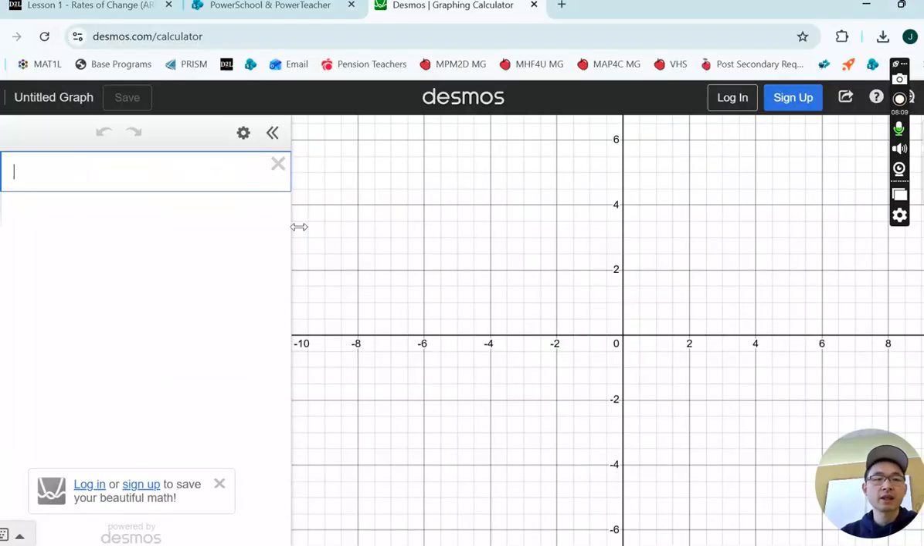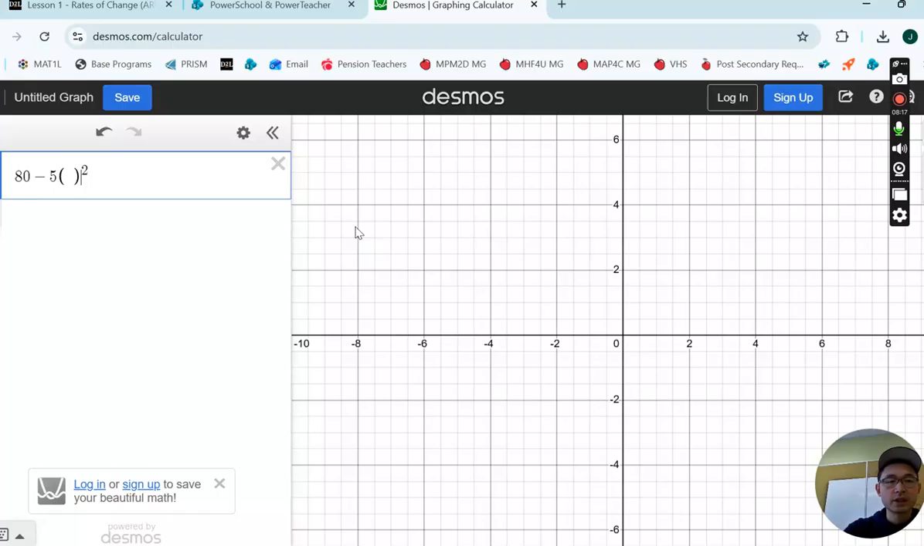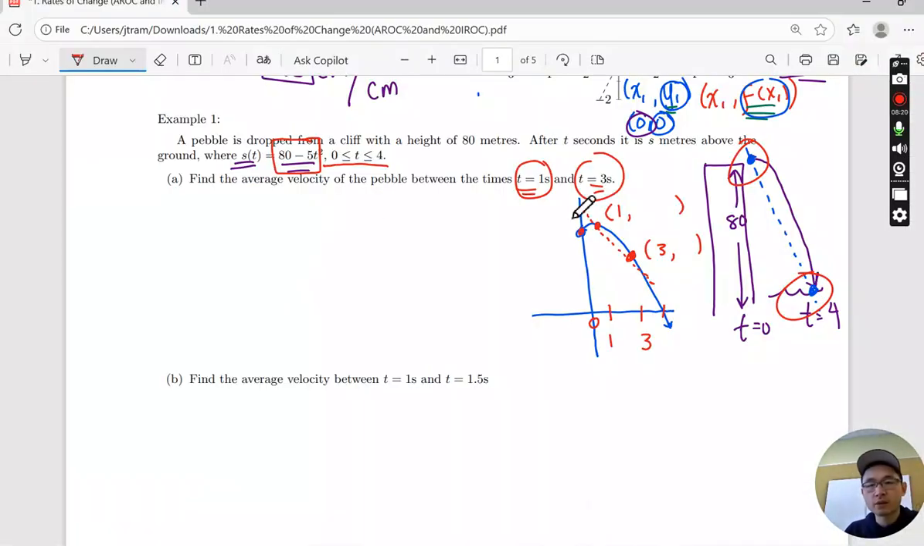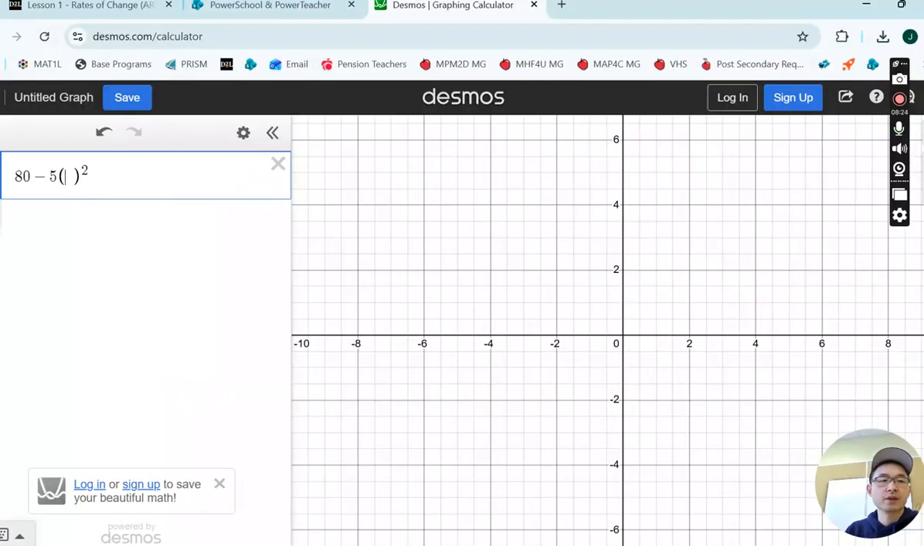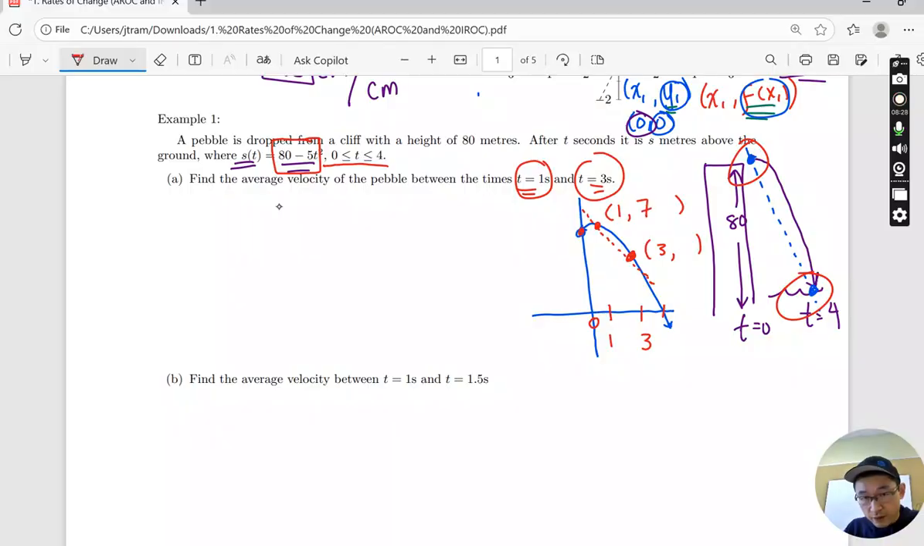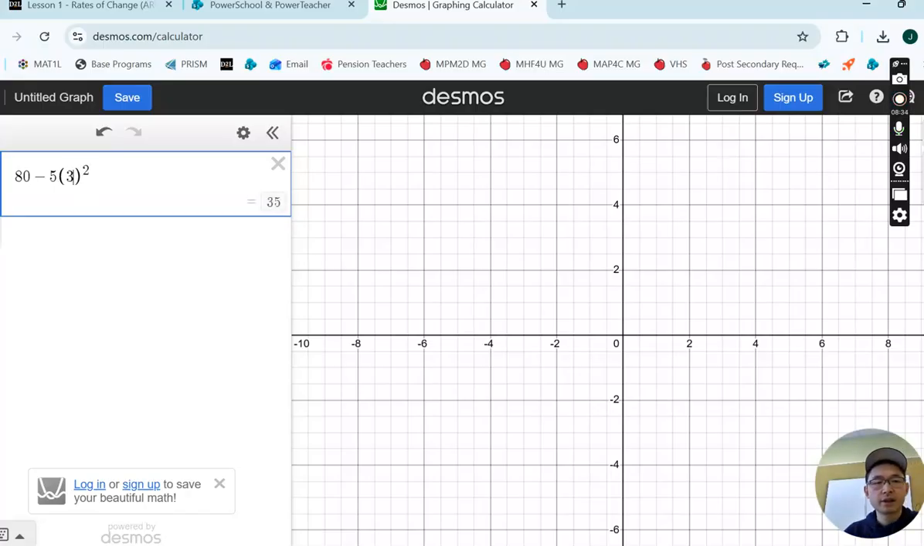So I'm taking the formula, 80 minus 5t squared. Well, what's t? We're trying to find out what the distance is at time 1. So I just replace that with 1, and I get 75. Which means the corresponding y value, or f of x1, is 75. And then at 3, it is 35.